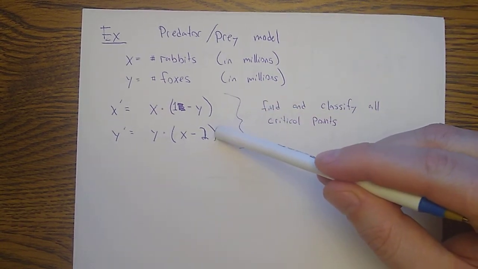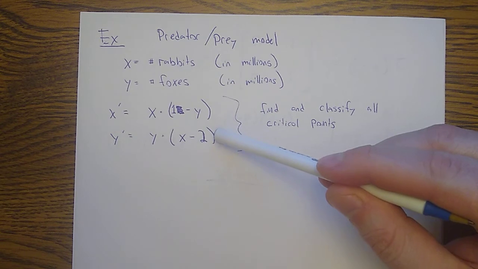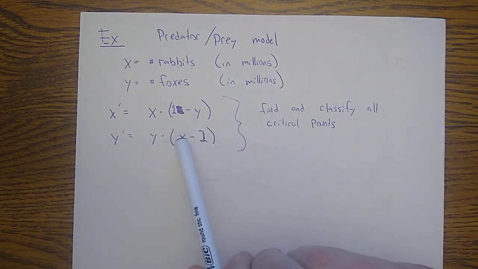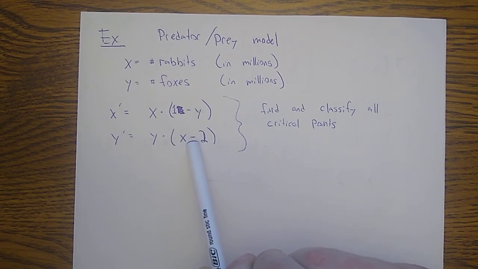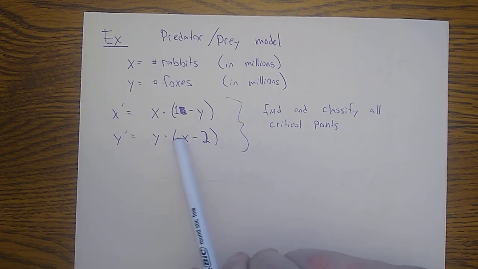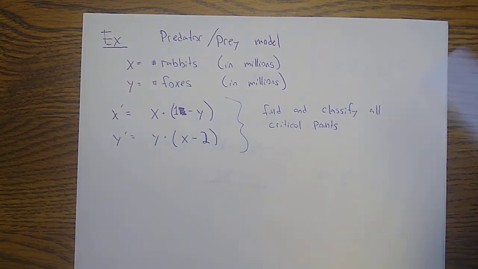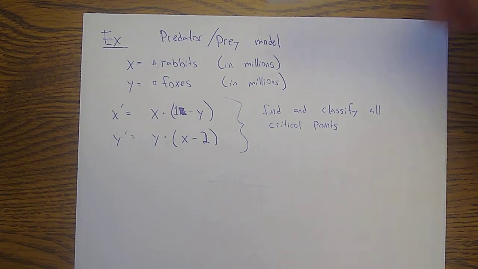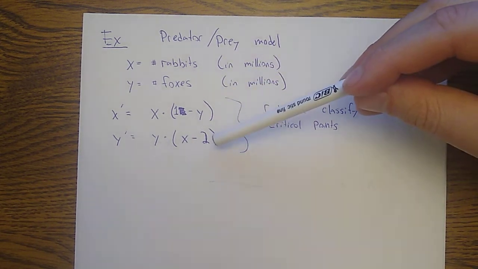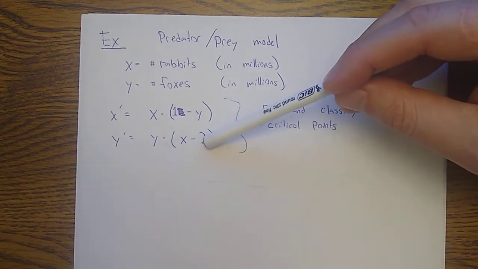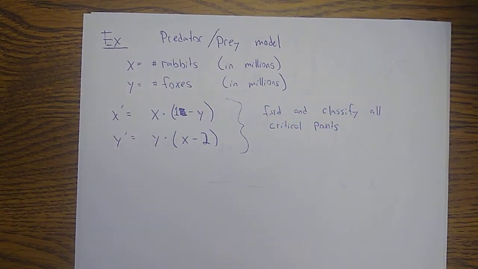Meanwhile, this one is analogous. If this number is negative, meaning there's less than 2 million rabbits, then y prime is going to be negative. In other words, we're going to start seeing fewer foxes. Meanwhile, if we do have at least 2 million rabbits, then we'll start to see more foxes. The number of foxes will grow.